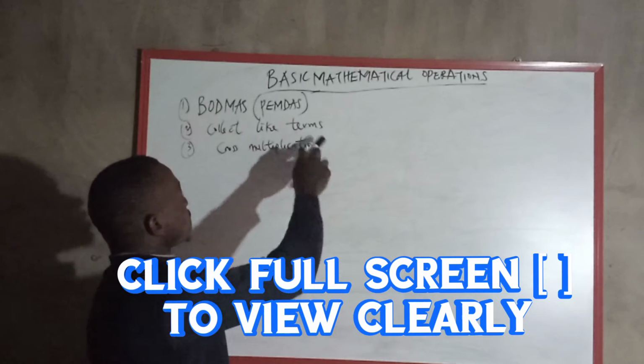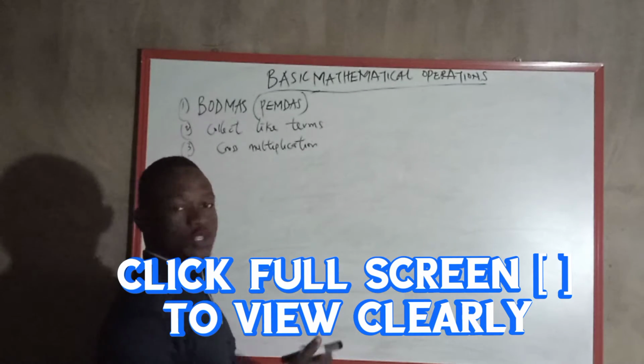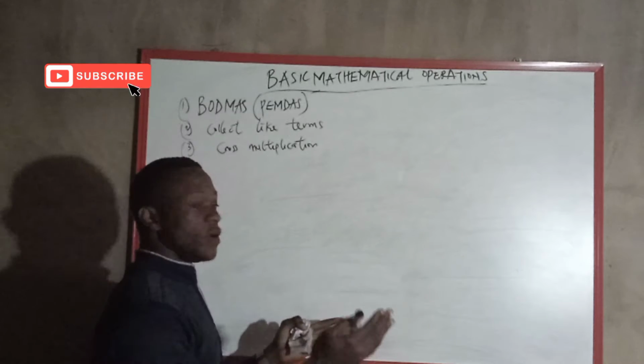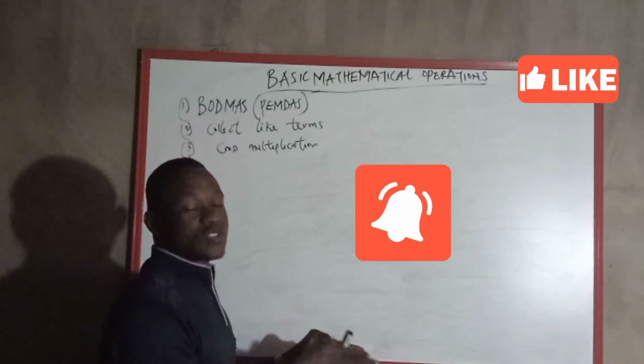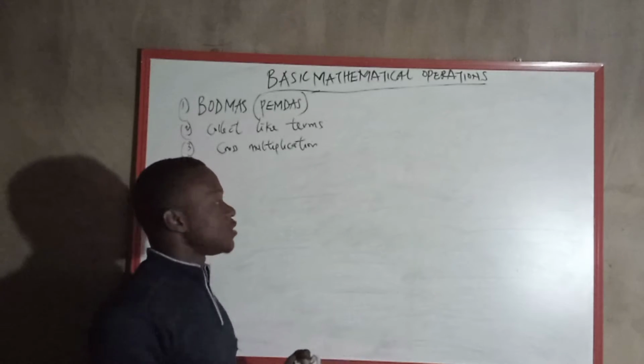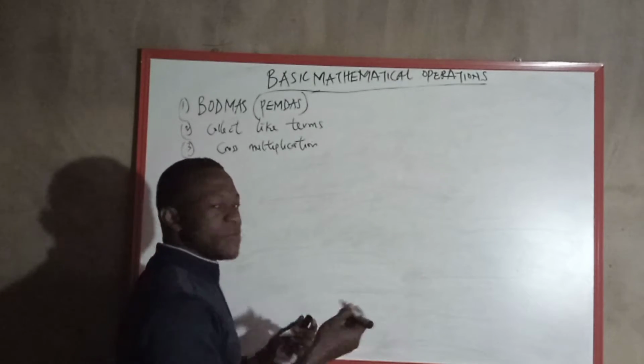Next is collecting like terms. Collecting like terms. Now, what does like terms mean? Like terms means separating those that look alike from those that don't look like them. That's like terms. So for instance, we can say mathematics and English.